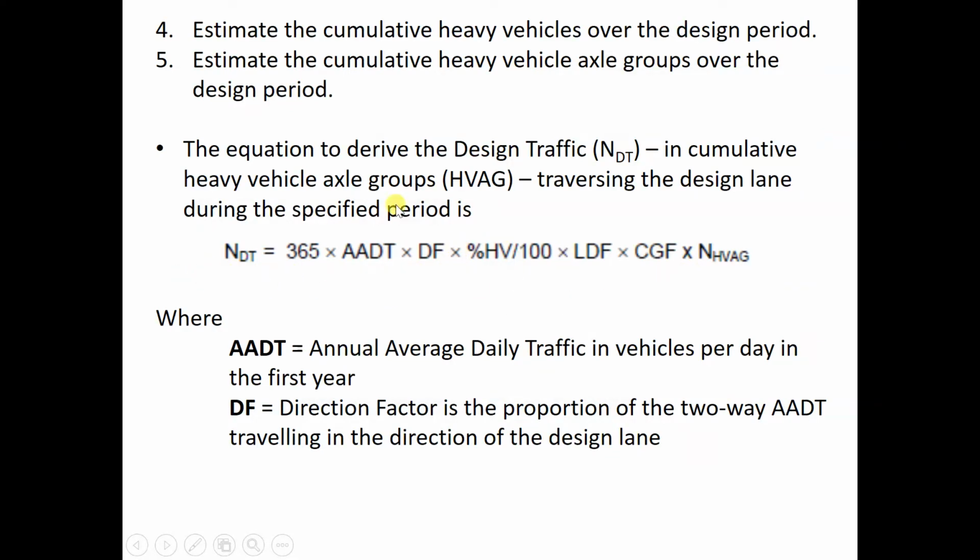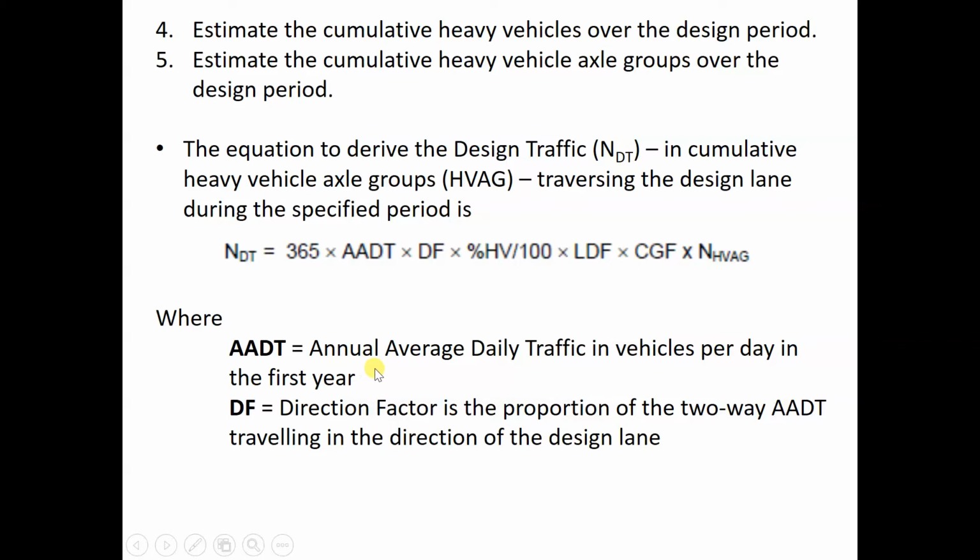Okay, the NDT. NDT is the cumulative heavy vehicle axle group. So we have this 365 times AADT times DF times percentage of HV divided by 100 times LDF times CGF times NVAG. So what are these things? AADT. AADT actually is annual average daily traffic in vehicles per day in the first year. Annual average daily traffic in vehicles.